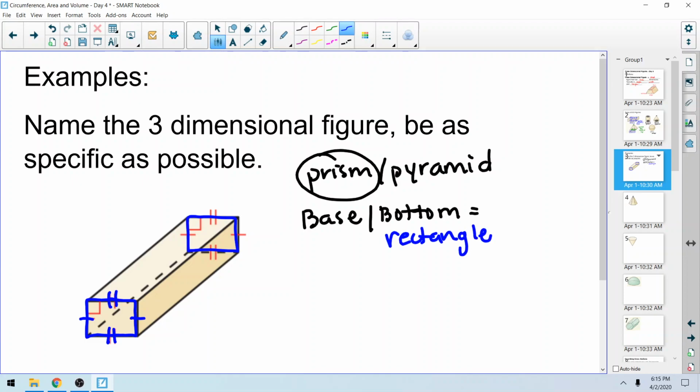So then the way you name these things is you name it by whatever the base is, and then prism or pyramid. So this is a rectangular prism.